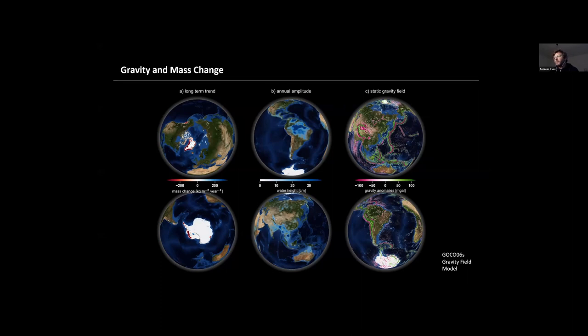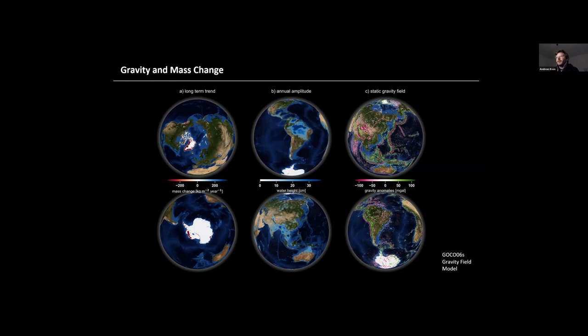This particular model, for example, contains a long-term trend. And just by looking at this trend, we can see that our gravity measurements very well reflect geophysical signals. We can see these large red blobs in Antarctica, Greenland, and Alaska. So we see in our gravity measurements essentially the ice mass loss that we have in these large ice sheets. If we go to seasonal changes, so to the middle panel, there we can see the annual amplitude of the seasonal cycle.